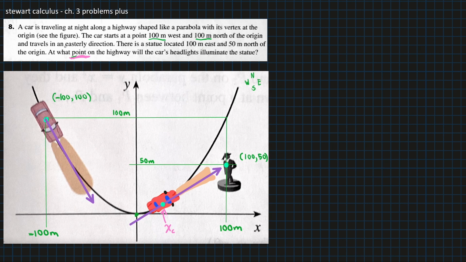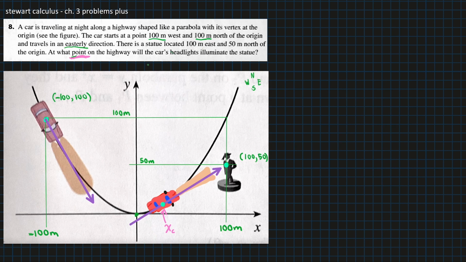We are also told that it travels in an easterly direction. What that means is that it goes down this parabola and then up. It's traveling to the east, which is to our right on this diagram, the entire time. All right, so there's a statue located 100 meters east and 50 meters north of the origin. If we start at the origin, go 100 meters to the east, we get positive 100 on our x-axis. Go 50 meters north, we end up at positive 50 on our y-axis. So the coordinate of our statue is 100, 50.